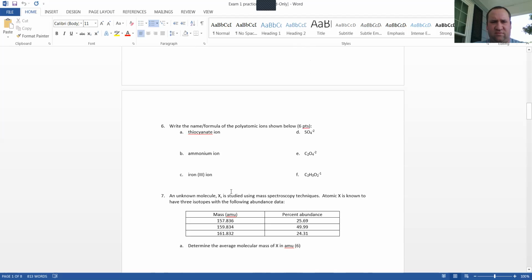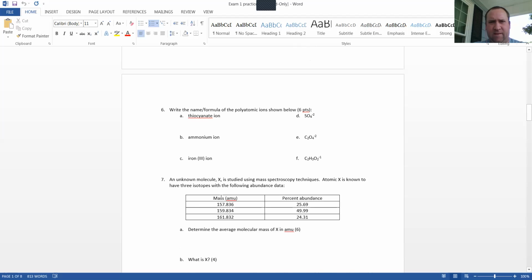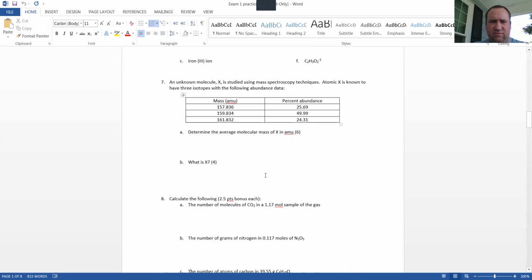Okay, they're all ions. Write the name and the formula. When it says write the name and the formula, for the ammonium ion, that is the name, so you just write the formula, right? Yes, so it's one or the other. Three of them I gave you the name, you give me the formula. Three of them I've given you the formula, you give me the name. Okay, that's fine.